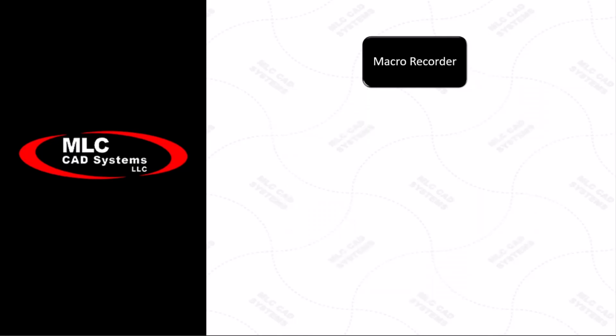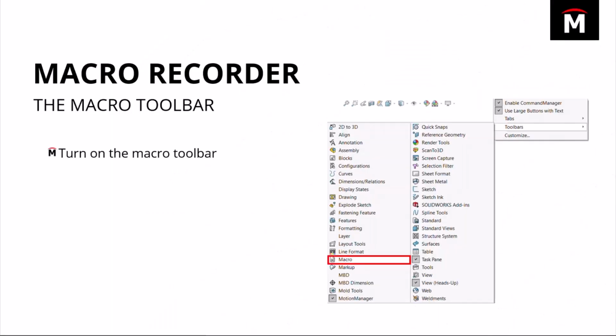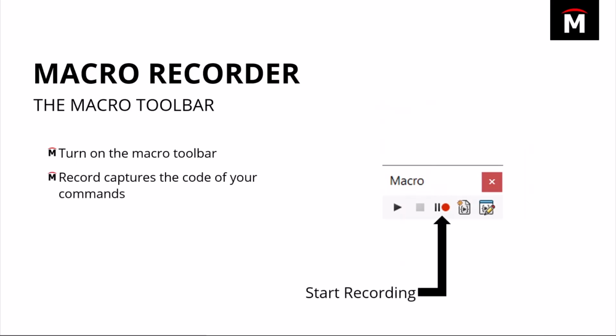To get started with the macro recorder, the first thing we want to do is enable the macro toolbar. To enable the macro toolbar, we just need to right-click anywhere on the command manager, hover over the toolbar submenu, and click on the macro option. You should see a similar toolbar like this shown where we have 5 different commands, the primary one here being the record button.